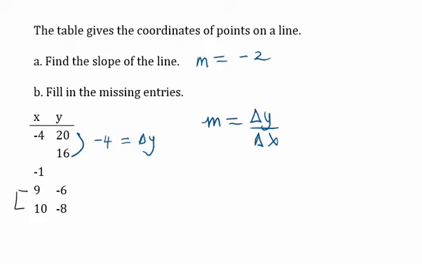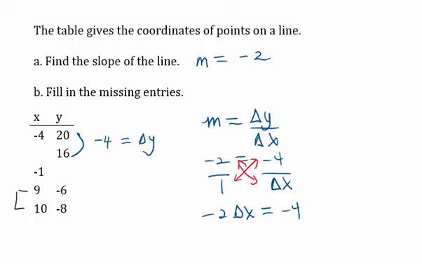We're going to fill in the information that we know. So the slope is negative 2. Delta y we just found to be negative 4. And delta x is unknown. We can place negative 2 over 1 and solve using a proportion. So cross multiply. That gives us negative 2 delta x is equal to negative 4. And then divide both sides by negative 2. Okay, so that tells us that delta x is positive 2.